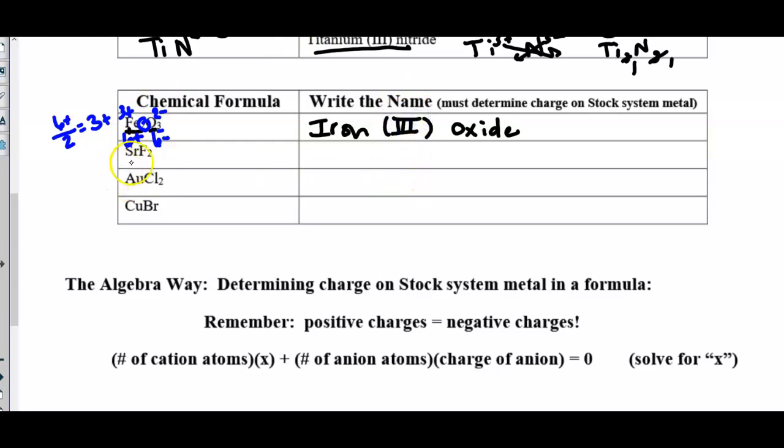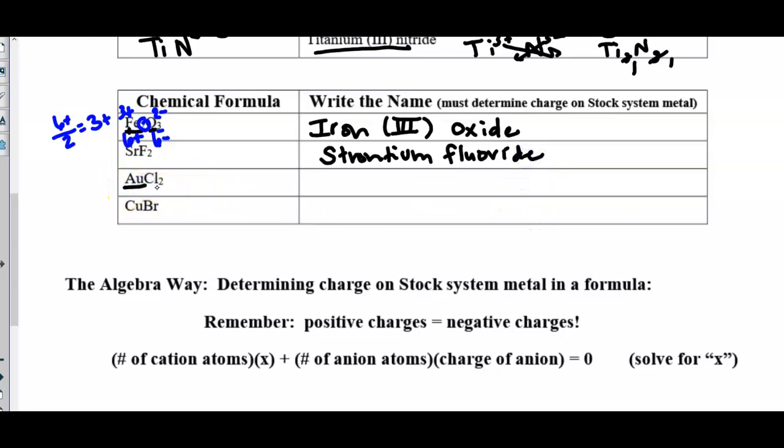Okay. Now the next one we have strontium. Strontium is in group 2, so therefore it is not a stock system metal. So I'm just going to do this the way we did it before. So I'm going to write strontium, and I do not report the charge as a Roman numeral because it's not a stock system metal. And I'll change the ending of fluorine to fluoride.